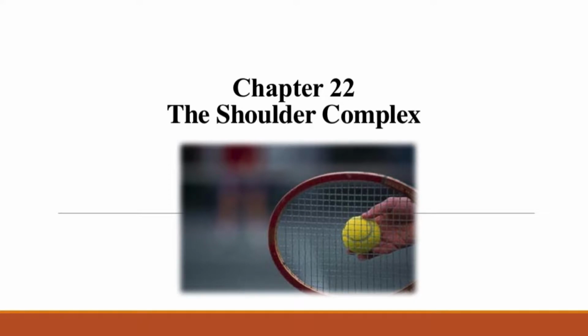Chapter 22, The Shoulder Complex. In this chapter, you will learn about the common injuries related to the shoulder girdle. These include clavicle and humerus fractures, sternoclavicular sprains, acromioclavicular sprains referred to as a separated shoulder, glenohumeral sprains and dislocations, and rotator cuff tendinitis and impingement. Please use the presentation to guide you in your reading.